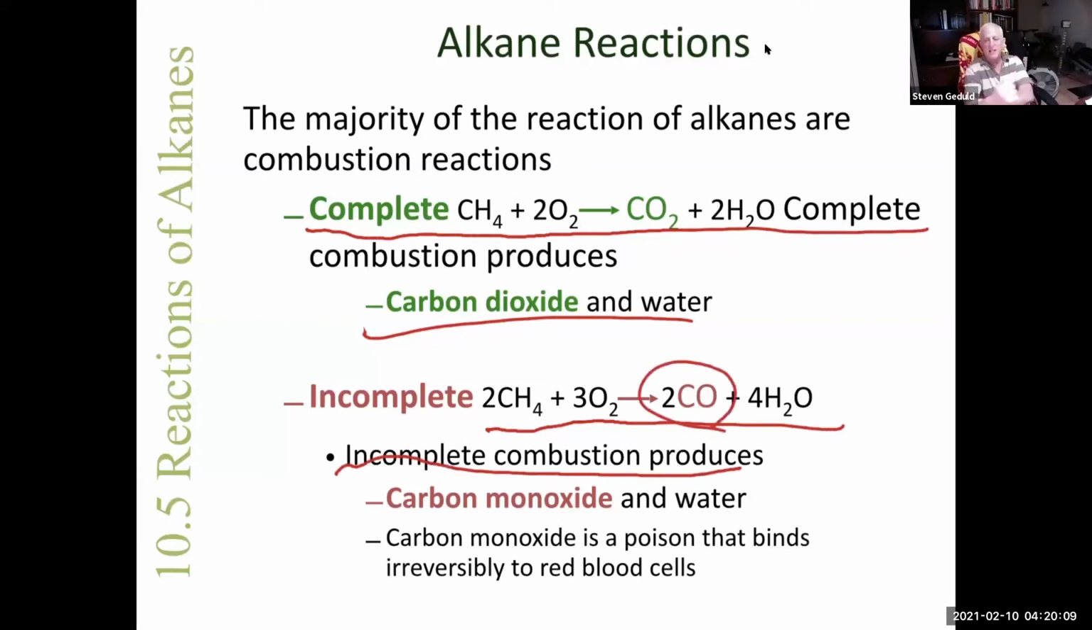Carbon monoxide is a poison because carbon monoxide has a high affinity for the red blood cells in your body, where oxygen binds. Okay. It has a stronger affinity for your red blood cells than oxygen.